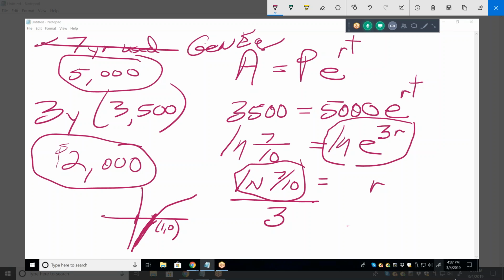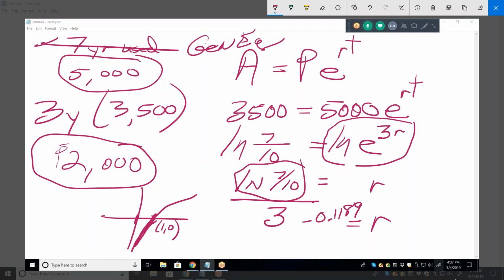What does your calculator say it is? Let me do that real fast. You can put in natural log of 0.7. Makes it a little easier, I think. You don't have to use parentheses or anything. Take that answer first and then divide by 3. So I got negative 0.1189.